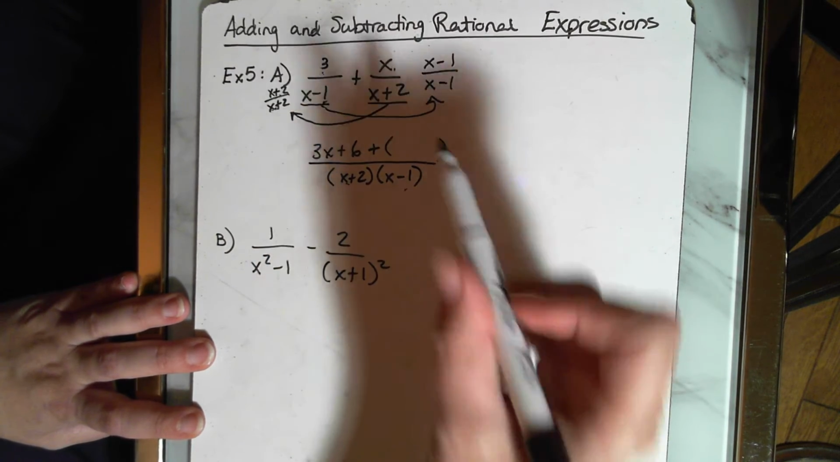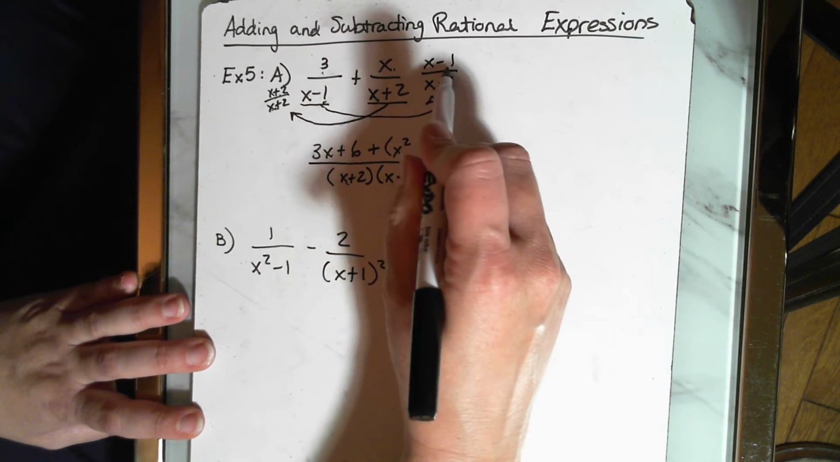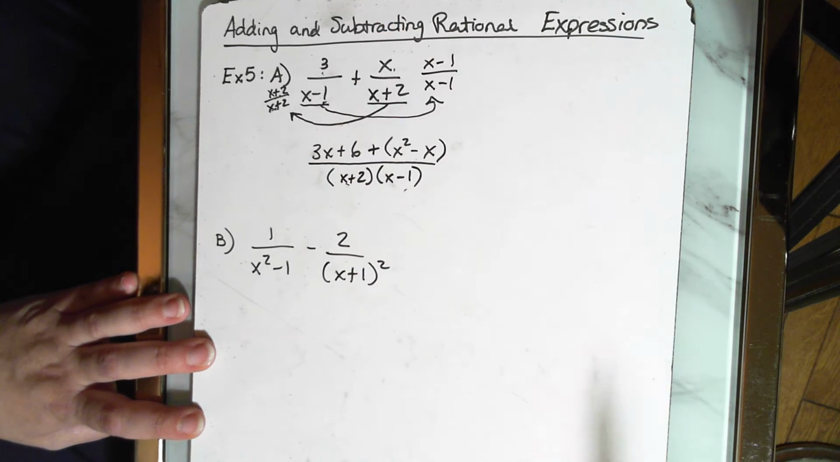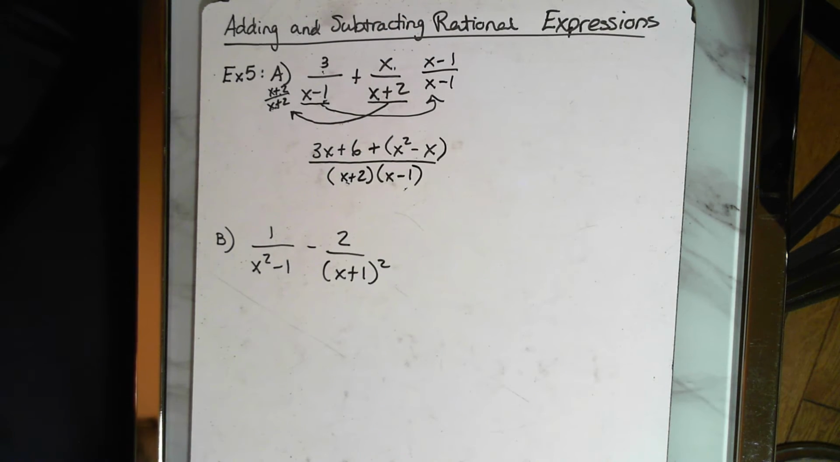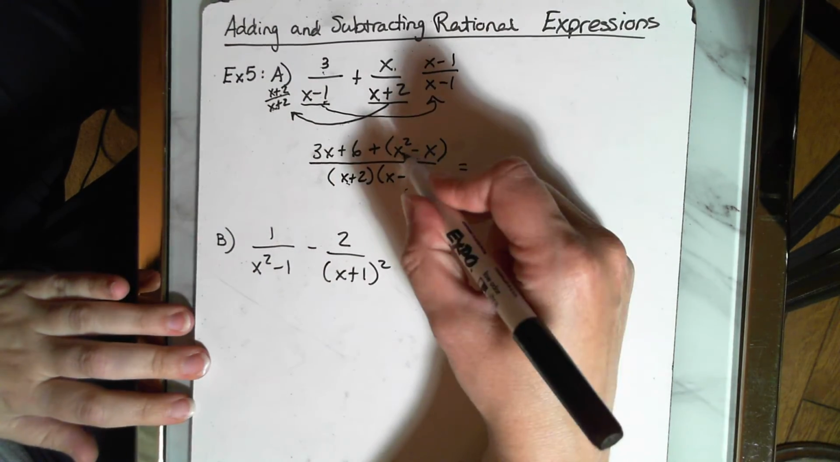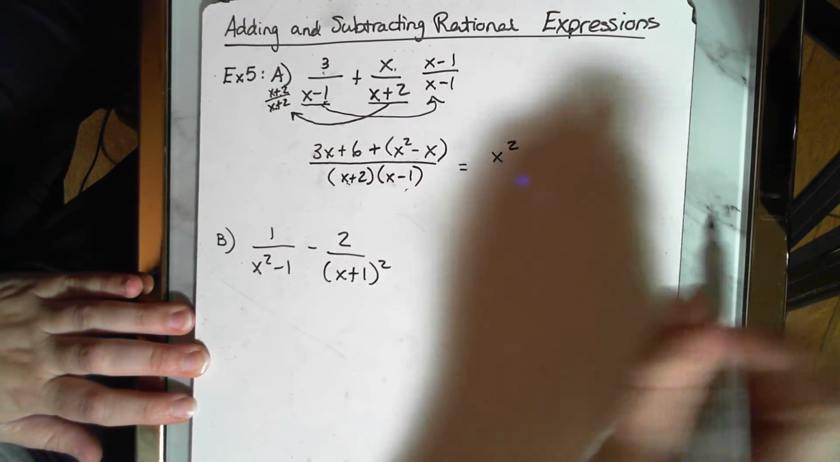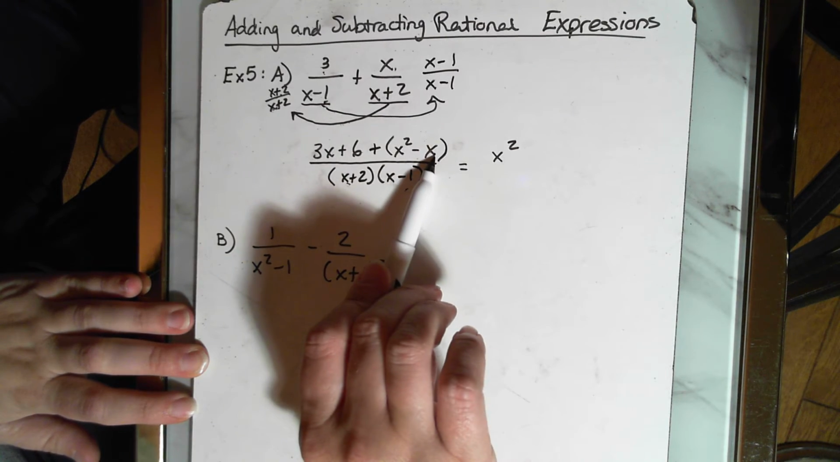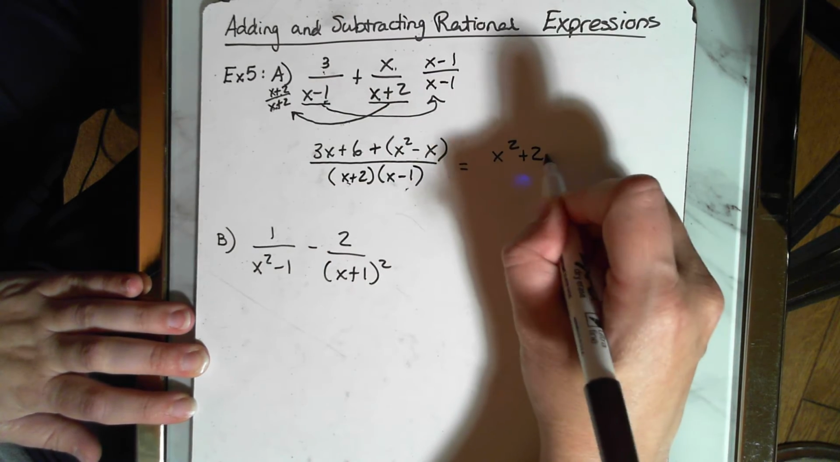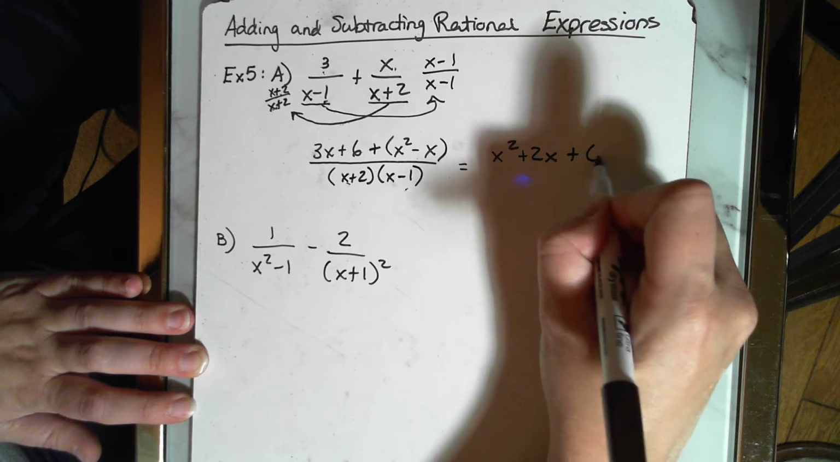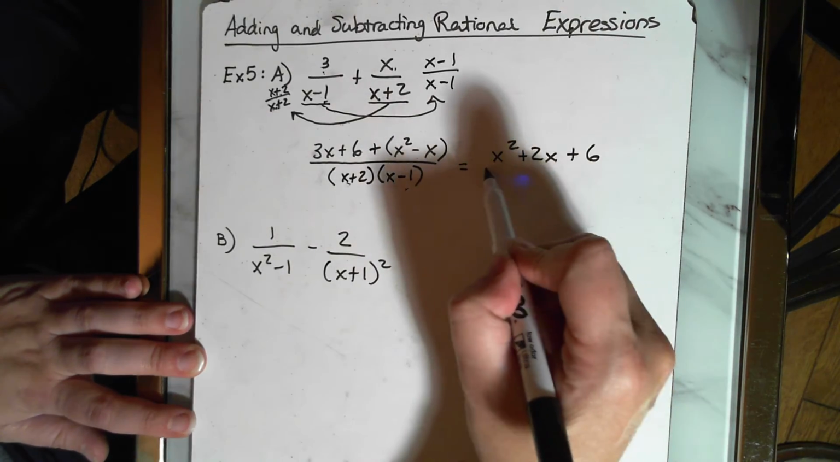I get x times x is x squared, and x times negative 1 is minus x. Now, the last thing I need to do is combine some like terms in that numerator. So I have x squared, and 3x minus x is 2x, and plus 6. So those are my like terms.